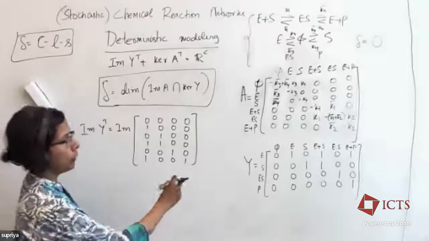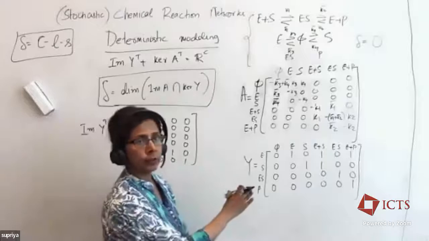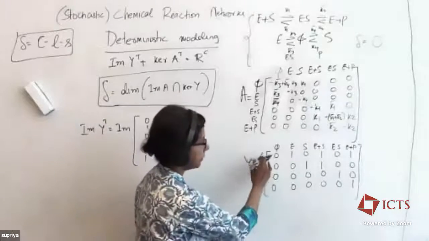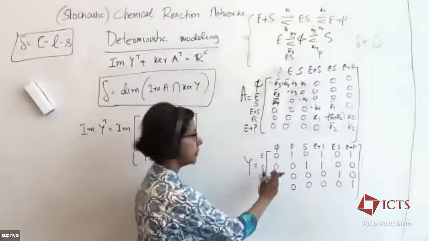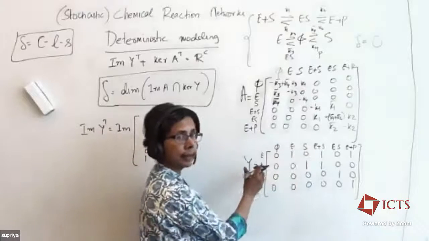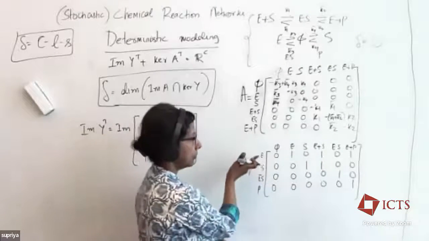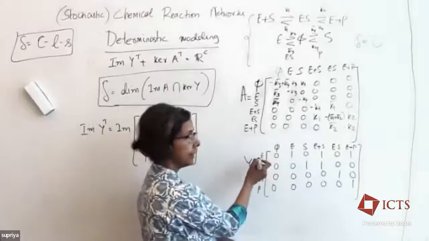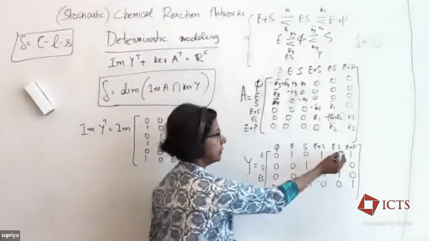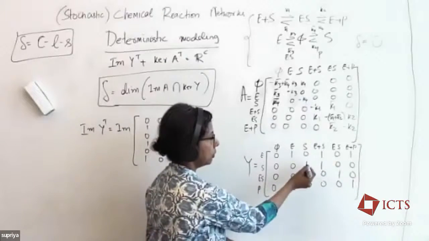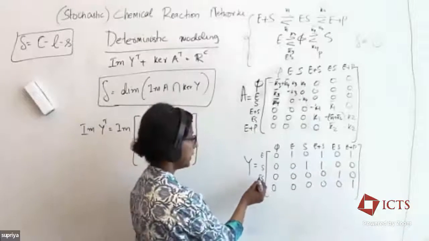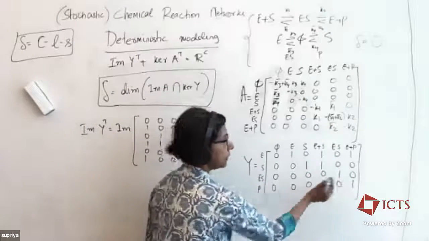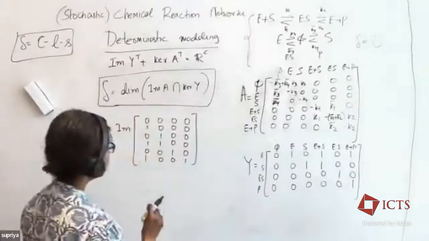Remember how we got our Y matrix? It was just our stoichiometry. Rows are labeled by the species, columns are labeled by the complexes, and I just keep track. I run through a row and say, oh, E, it's here once, it's here once, it's here once. S, it's here once, it's here once. ES, only there. P, only there. As simple as that.